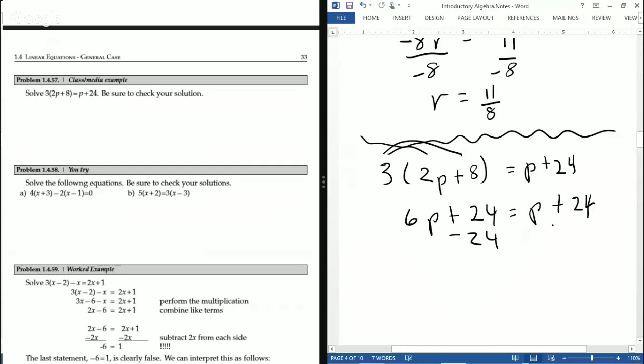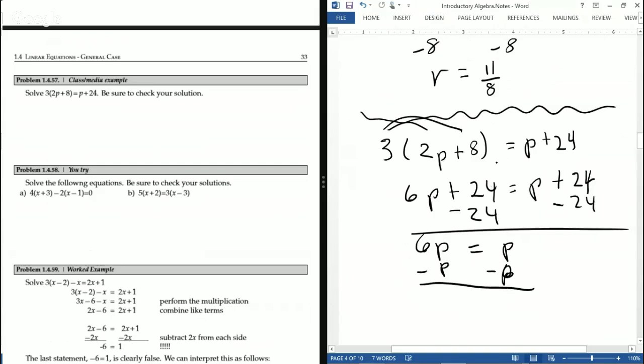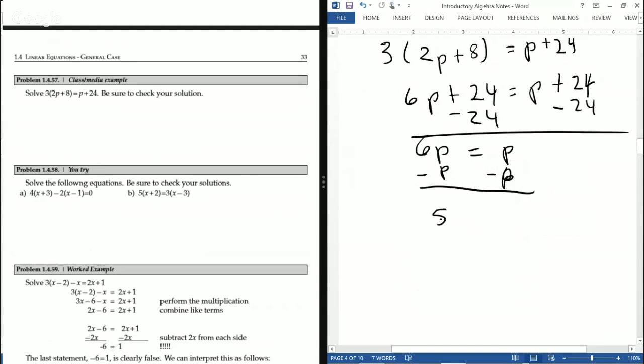Minus 24 from both sides, that puts me at 6p equals p. Now minus p from both sides, actually. Minus p from both sides. 5p equals 0. Divide both sides by 5. Now you can divide into 0. You get 0 every time. So p is 0.